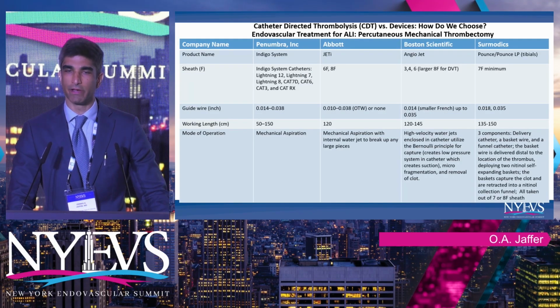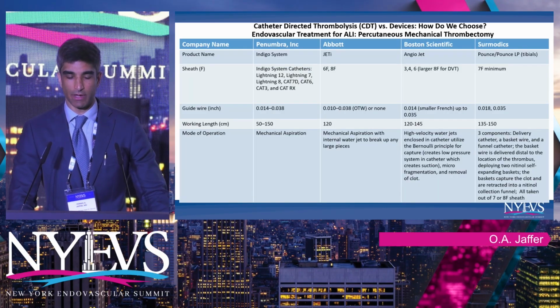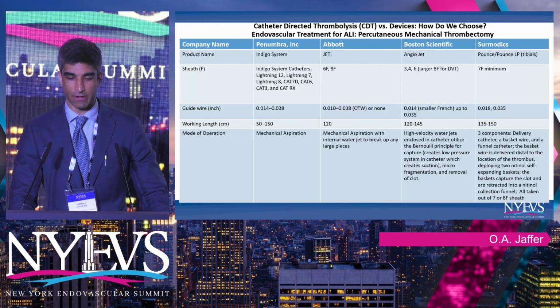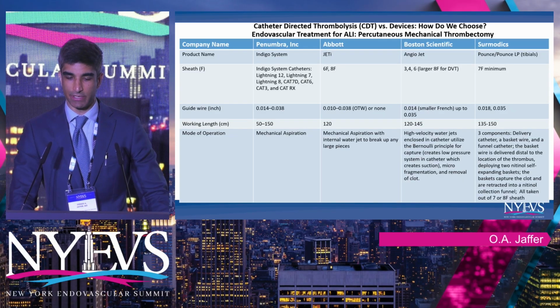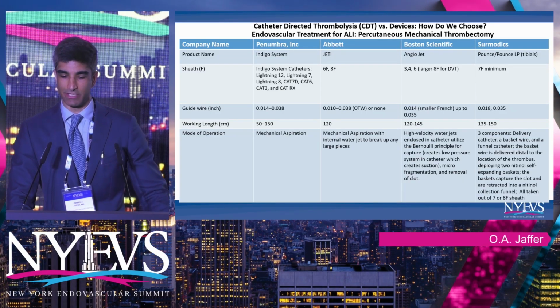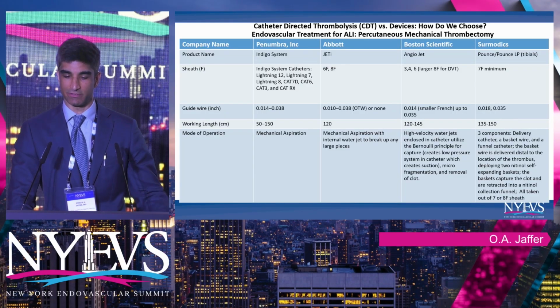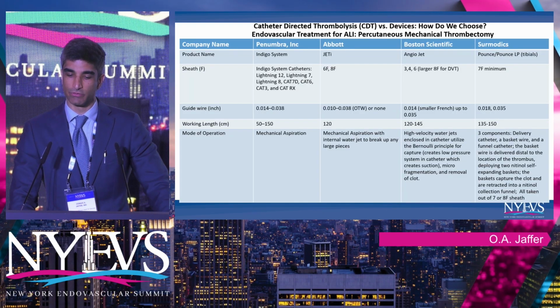This is a table just comparing the different devices that we have. In general, these will most of the time go over a 7 or 8 French sheath. We use an 0.035 wire. The Penumbra and Abbott are mechanical aspiration. The AngioJet has a high velocity jet, which creates a sort of low pressure system in the catheter and creates a suction. And then the Pounce has 3 components.